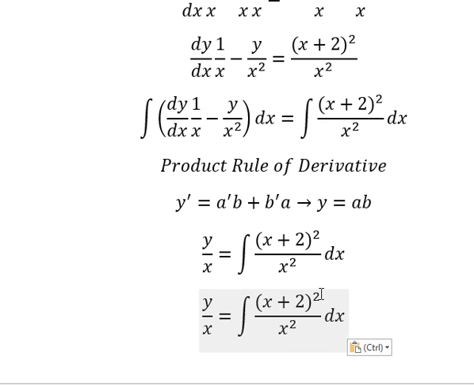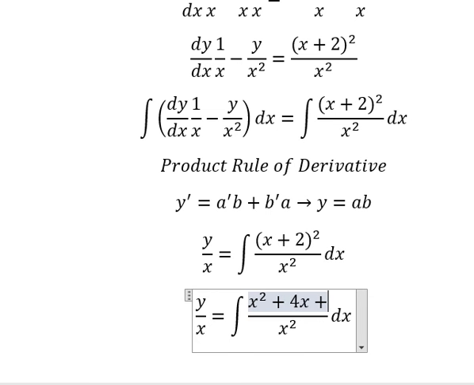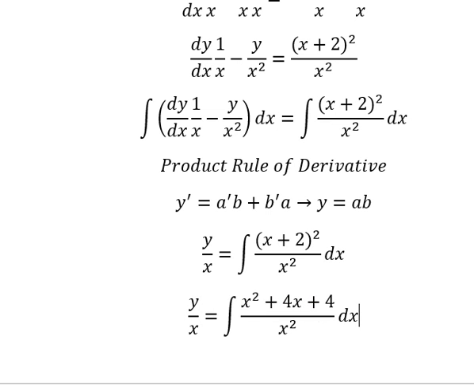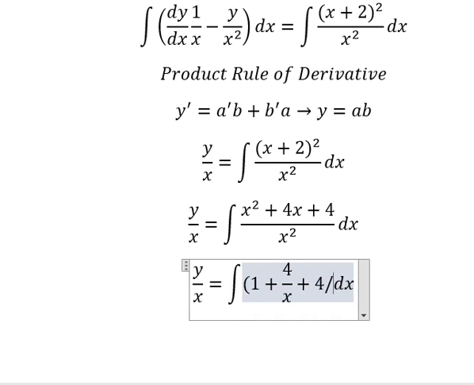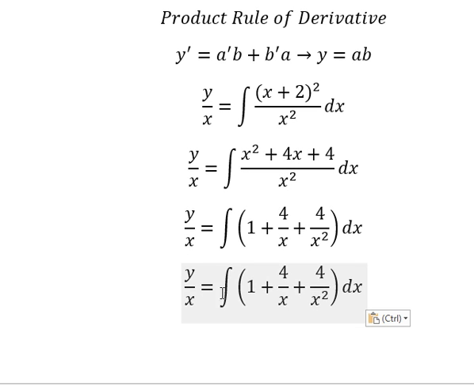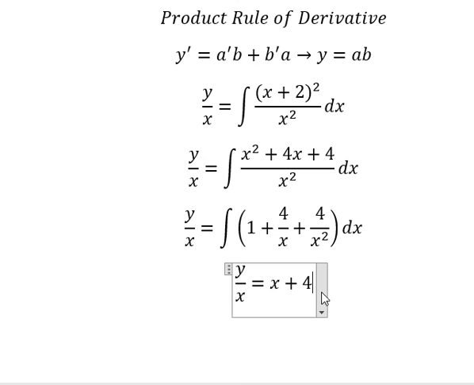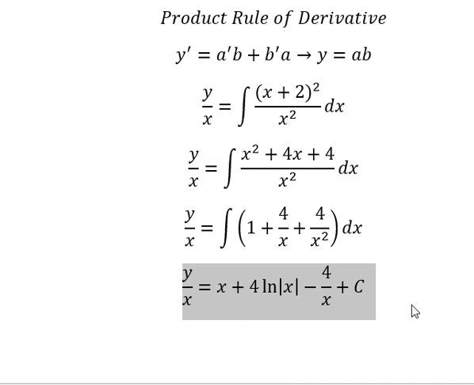Next, we need to expand this one, and we have s squared plus 4s plus 4. So s squared divided by s squared, s divided by s squared, number 4 divided by s squared. And now we have the final answer. Later, we multiply both sides by s.